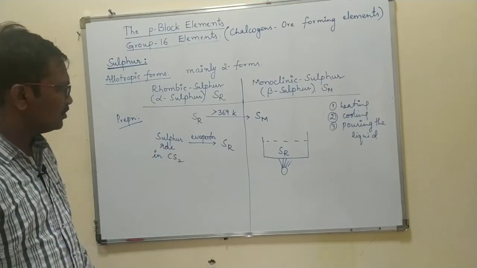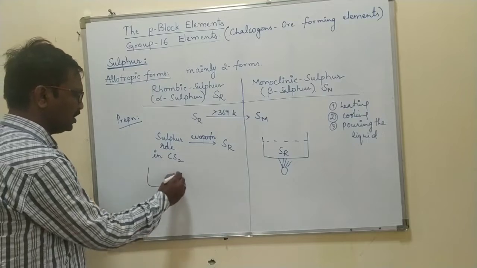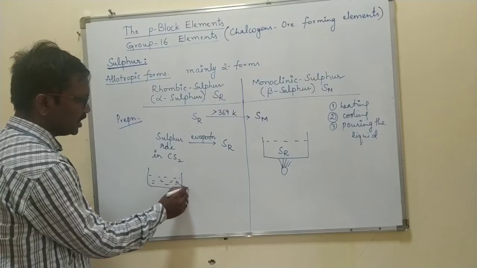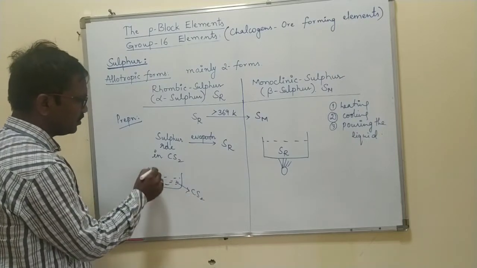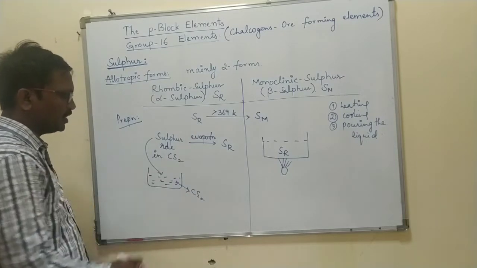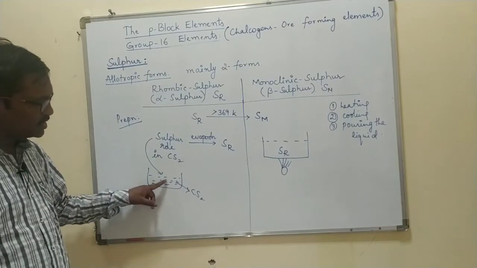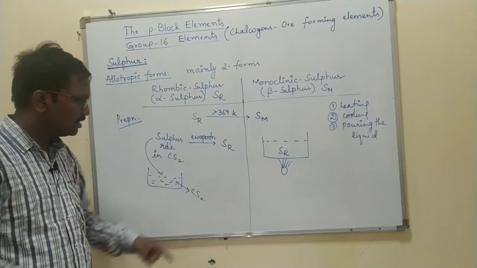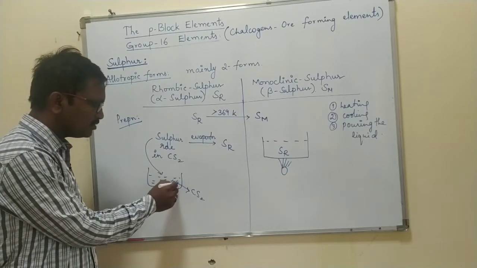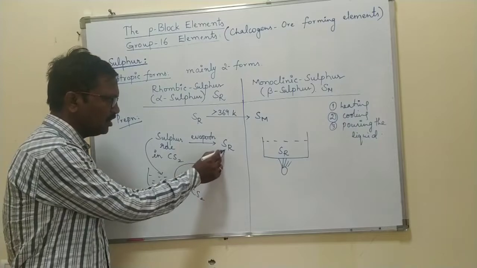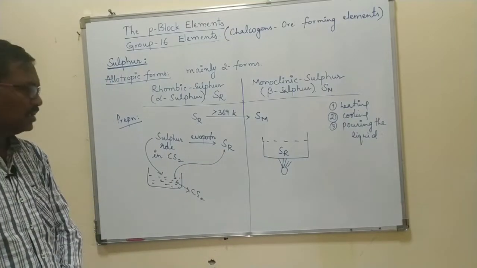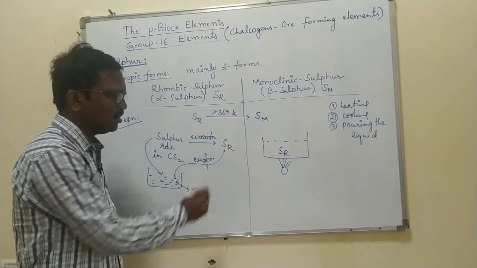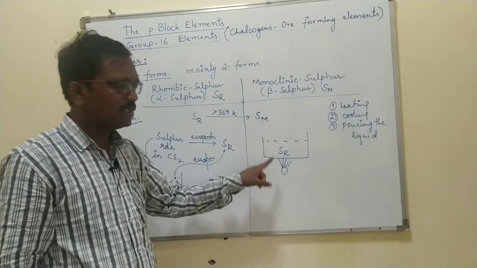Preparation: for rhombic sulfur, take sulfur and dissolve it in CS2, carbon disulfide. If you evaporate the carbon disulfide slowly, crystals form. Evaporation of this CS2 solution results in rhombic sulfur. How do you get monoclinic sulfur?